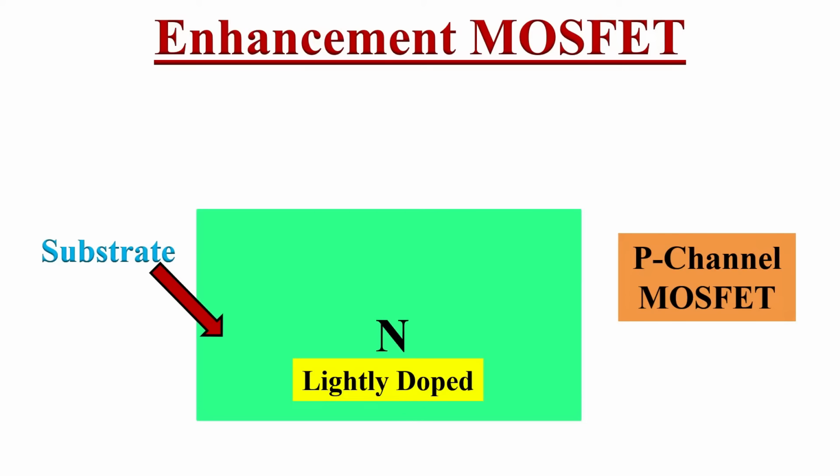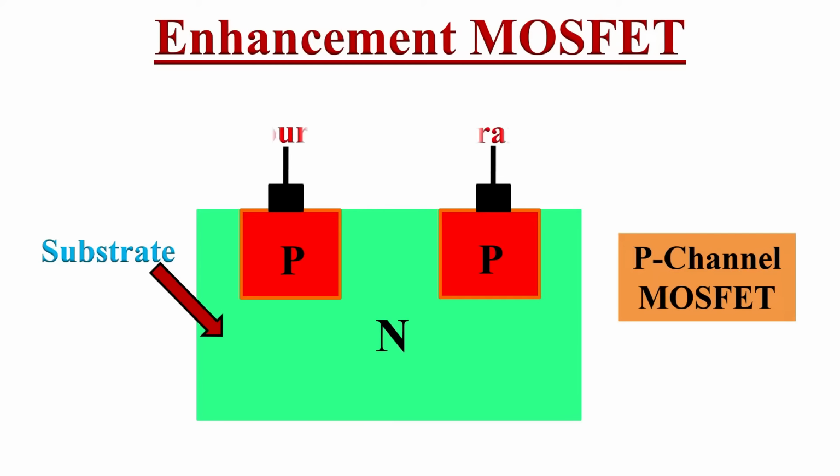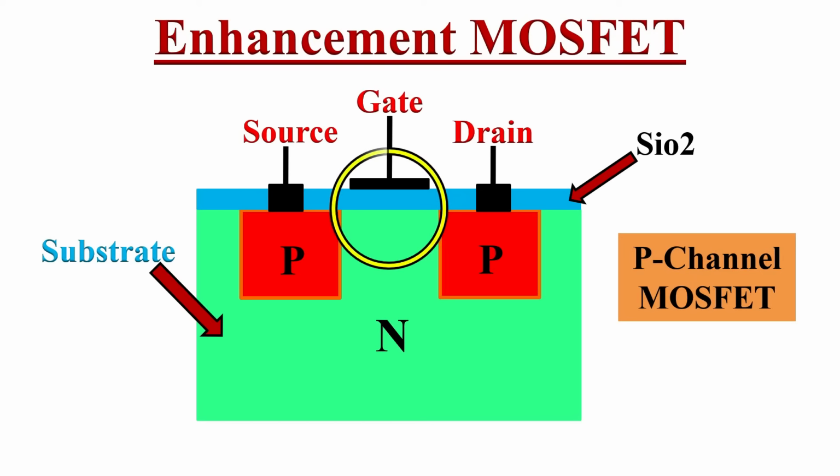A P-channel enhancement type MOSFET is similar in construction, except it uses a lightly doped N-type substrate and two heavily doped P regions are diffused on it. Source and drain terminals are directly connected from them. Here also, the gate terminal is insulated by silicon dioxide, unlike source and drain contacts, and there is no default P-channel present between source and drain. This is the constructional feature of a P-channel enhancement MOSFET.